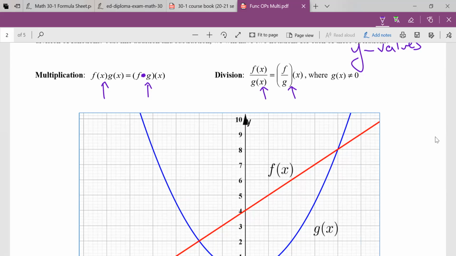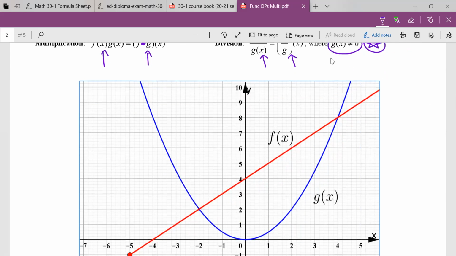I mean, it's not bad. The thing we need to watch out for in division is this. It says g at x can't be 0. Well, why can't it be 0? Because we can't divide by 0. So here's where we're going to start having some important things happen. So let's watch for that as we go through the next examples.